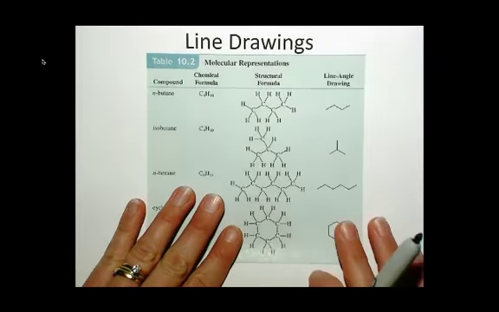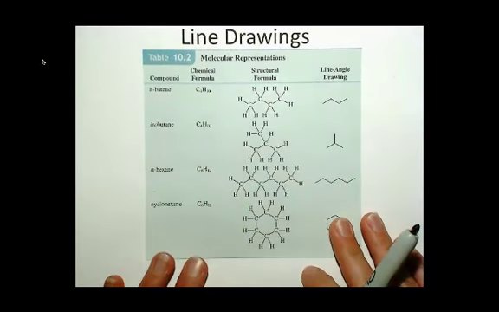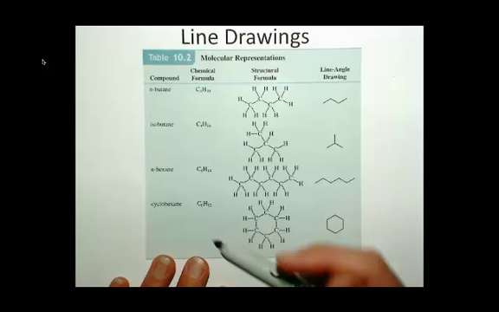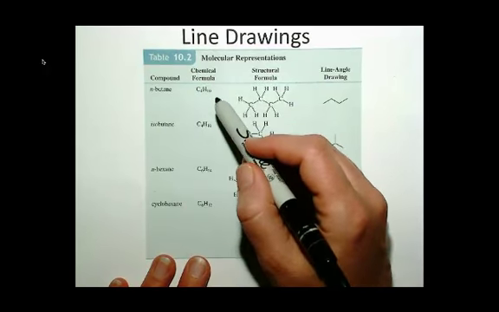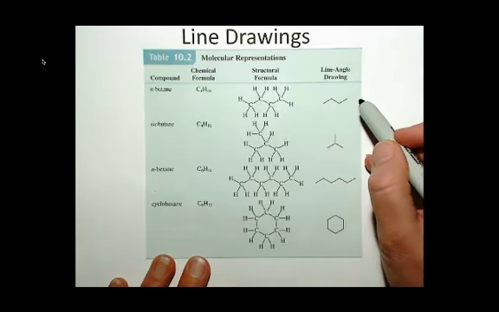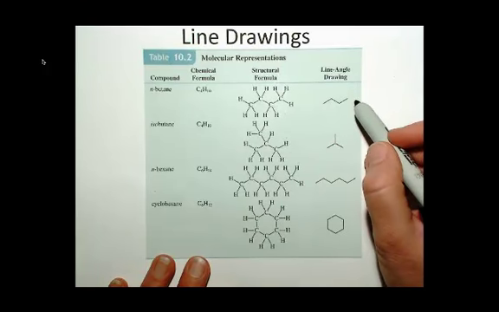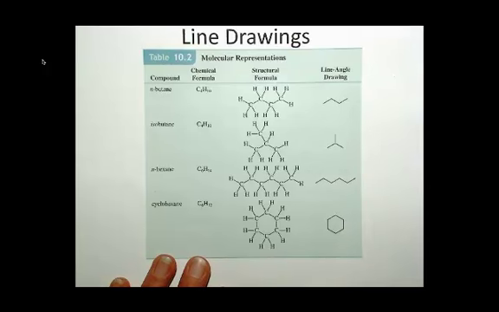The other thing you should have learned in the POGL activities is how to do line drawings and how to interpret line drawings. Okay? For example, we have the compound butane, we have the chemical formula, we have the structural formula, and then a really, really shorthand way of doing it is to use a line angle drawing, or just a line drawing. It's called a line angle or just a line.